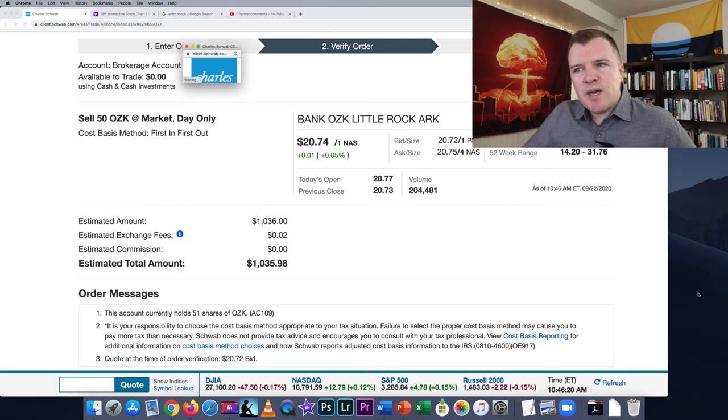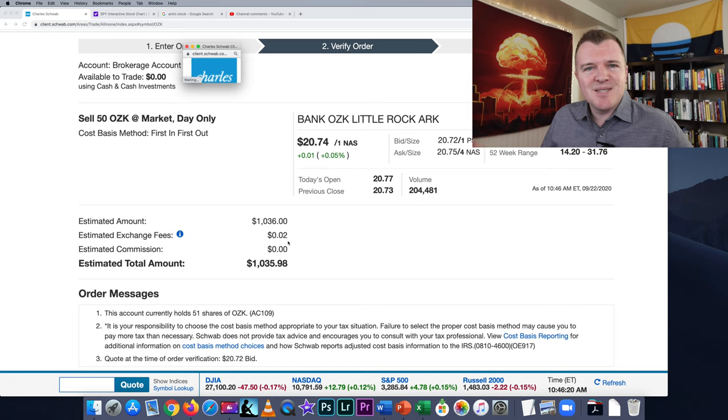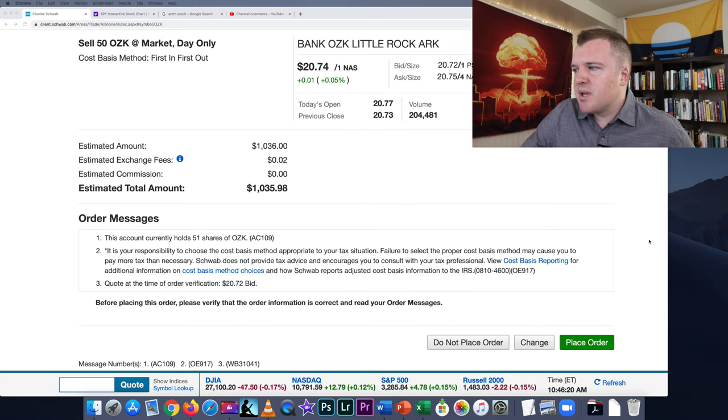On the review order page, it's telling me that estimated exchange fees are 0.02 cents. That is the interest being paid back. Even though I only borrowed this $1,000 for a day, when this $1,035.98 gets deposited back into my account, it's not positive money. It automatically, by default, goes to paying off the margin loan required to buy any stocks that I bought prior to this Bank OZK. And that 2 cents I'm paying is the interest on the margin loan for that one day. We'll scroll down and hit place order.